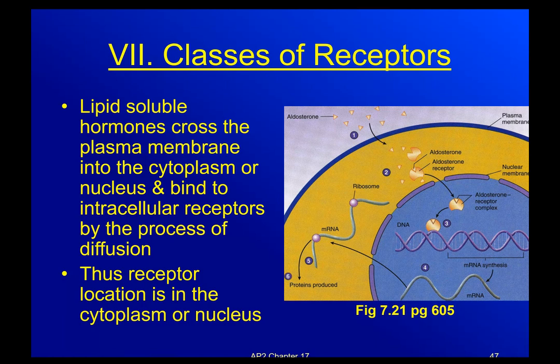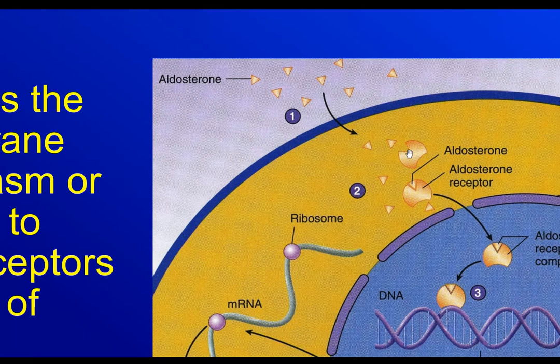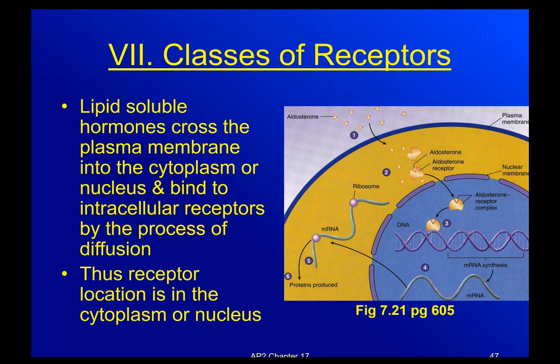So, lipid-soluble hormones can cross that plasma membrane into the cytoplasm or even the nucleus of a cell, bind to their receptor. Here's the receptor inside the cell. This is aldosterone. It literally just crosses over and then can bind directly to its receptor. If these guys were in here, they could just also travel there without any issue. So the receptor location for my intracellular receptors is either going to be the cytoplasm or it's going to be the nucleus, okay?